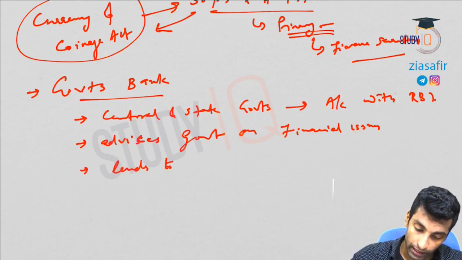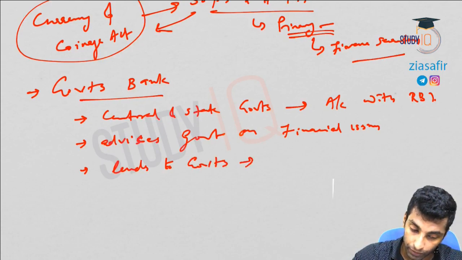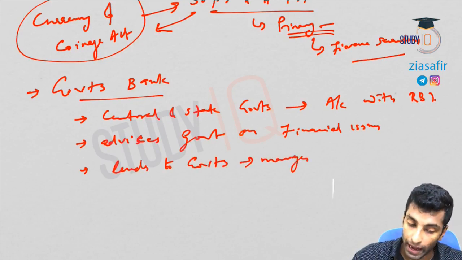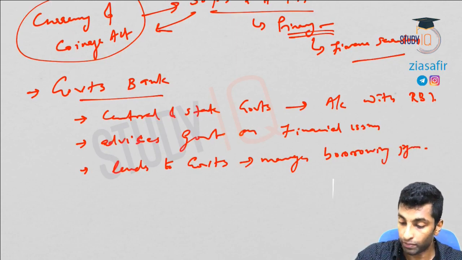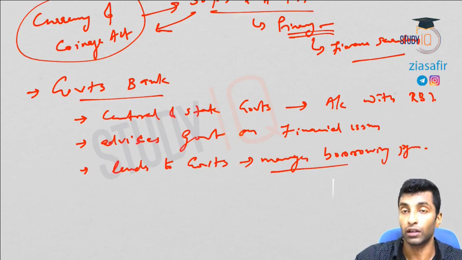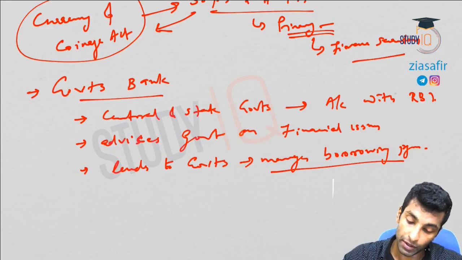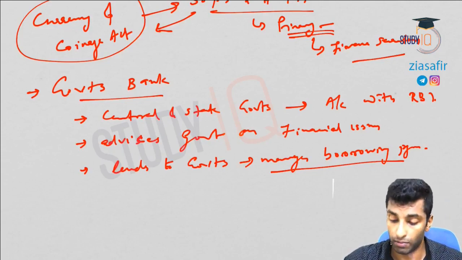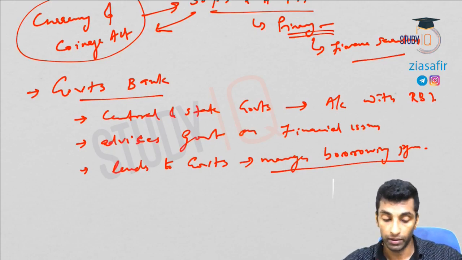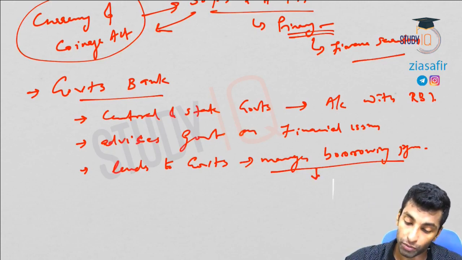Okay, so lends to government as well as manages borrowing program of the government. Okay, so this has to be kept in mind. RBI manages the borrowing program of the government. Now, how it manages the borrowing program of the government?